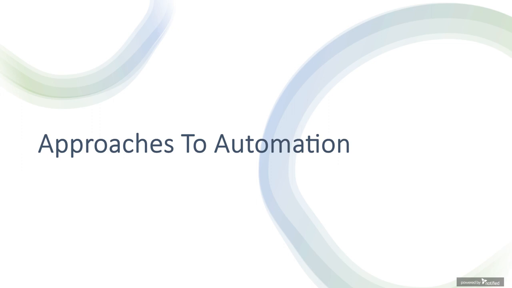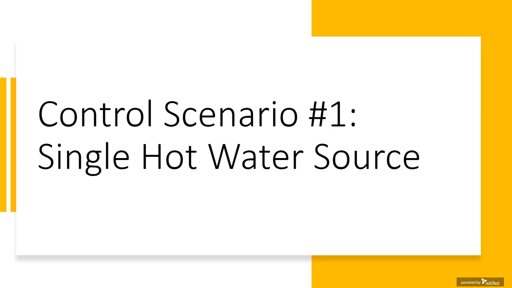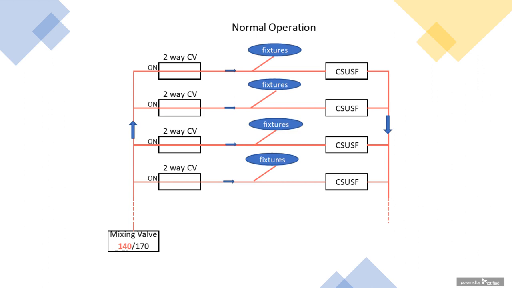So approaches to automation. Now we're going to go through a couple of examples on how to automate the thermal disinfection process. The first scenario we're going to talk about is with a single hot water source. The second example you'll see is with two hot water sources, just to give you a little preview of what's coming up. This one is just with a single hot water source in a domestic hot water system.